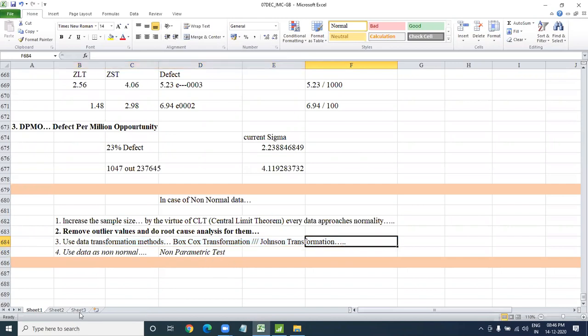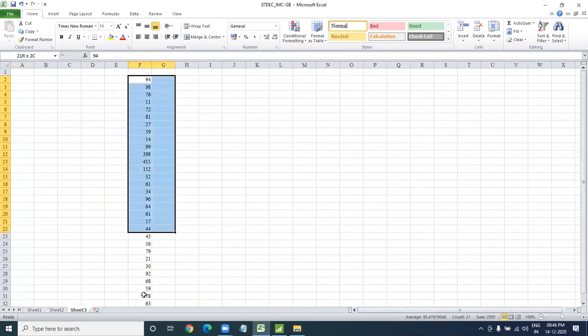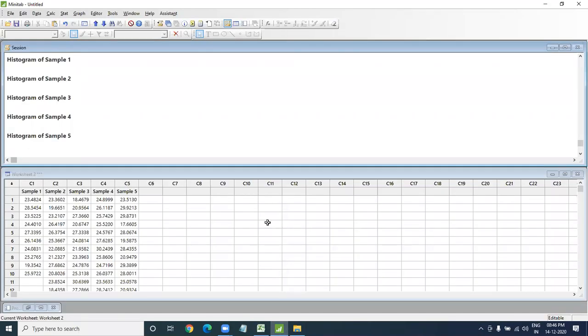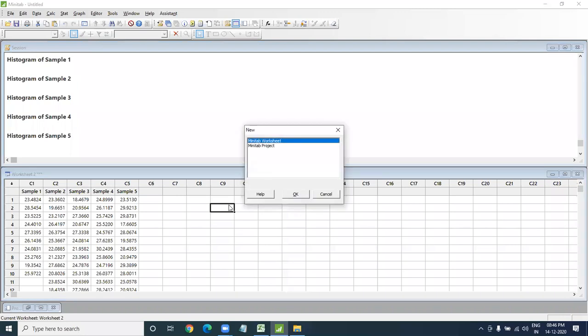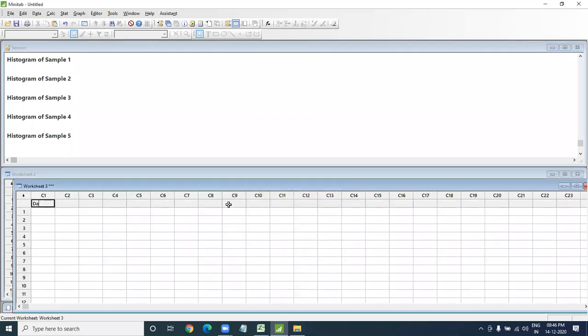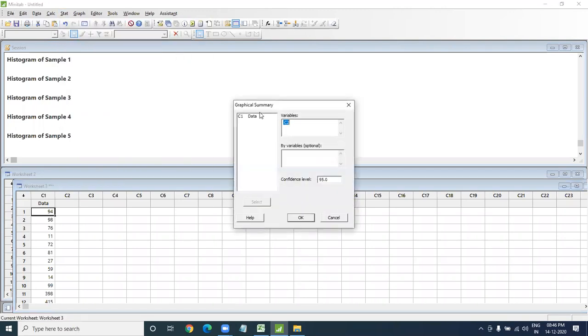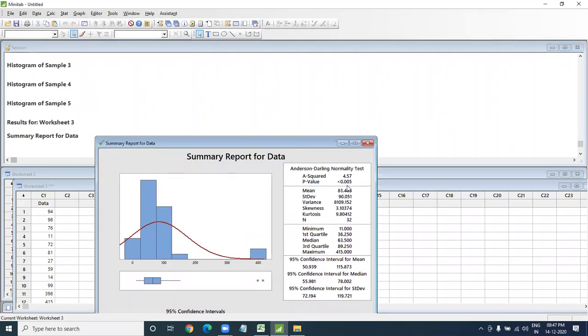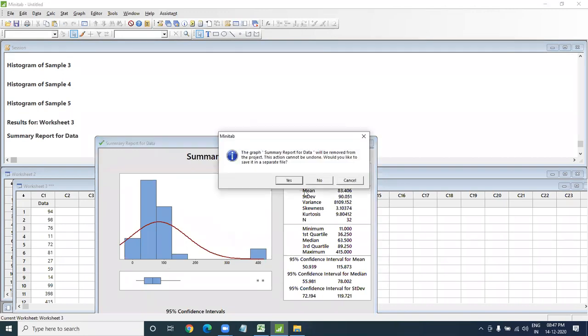Still, let's quickly have a look at the sample data. I've got this sample data here. Just copy paste this data. Let me show you how this data looks currently. Let's quickly have a look at the normality for this data. Is this normal or non-normal? It'll give a clear picture. This is non-normal, p-value less than 0.005, less than 0.05. This is highly non-normal.